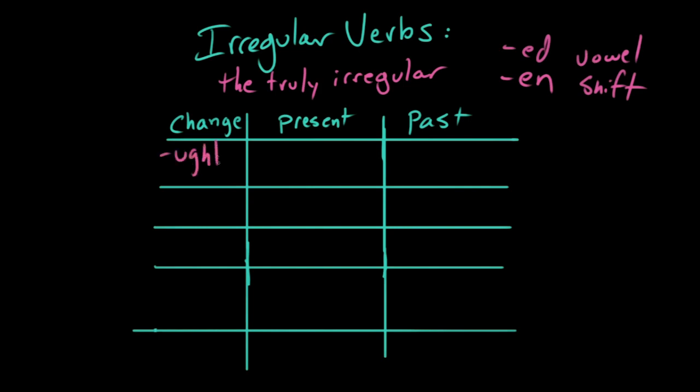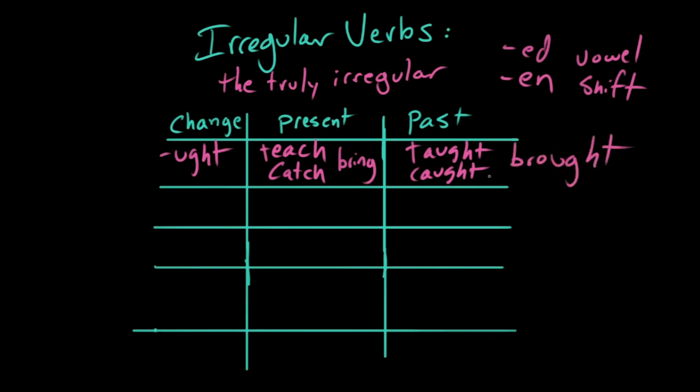First up, UGHT. Oh, what a strange collection of letters that is to be found in English. So we take a word like teach, and in the past tense, it's taught. Likewise, catch becomes caught, and bring becomes brought. Yes, that's really strange. There are only a couple of words that behave that way.